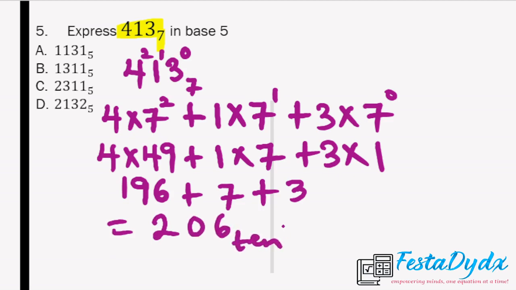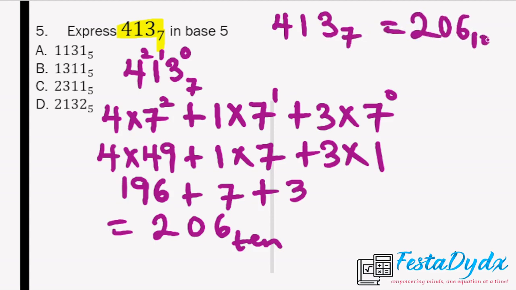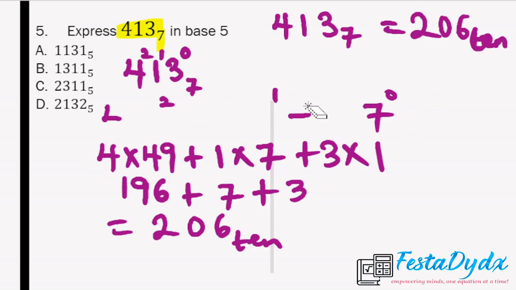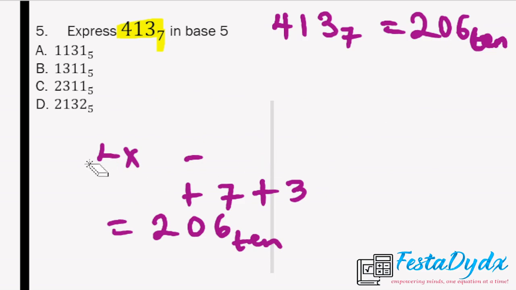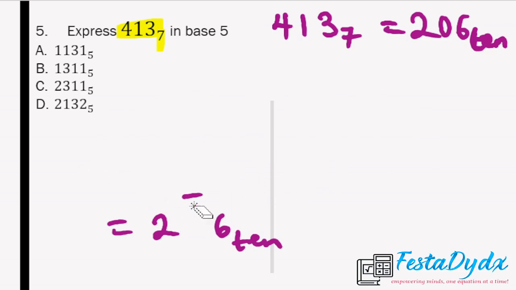So let's agree that 413 base 7 is equal to 206 base 10. The next thing I'm going to do is to convert this 206 base 10 to base 5, which is what the question asks us to do. The question says we should convert to base 5.